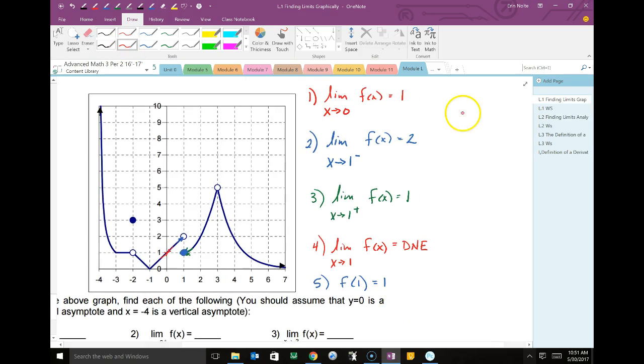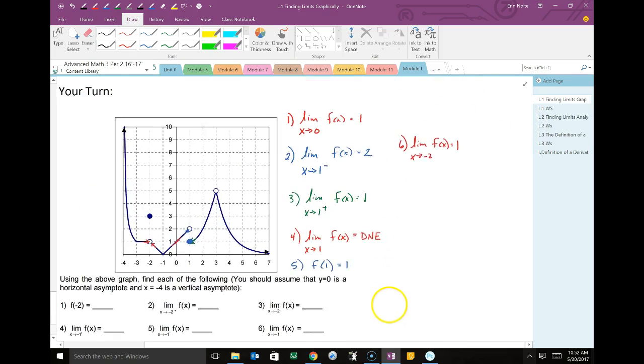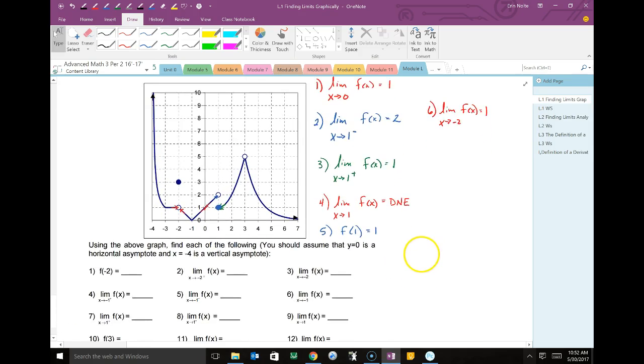Maybe one more. What is the limit as x approaches -2? At -2, from the left it is going to that hole, and from the right it's going to the hole, so that y value of the hole is 1. Alright, so hopefully that should be enough to make that make sense for you.